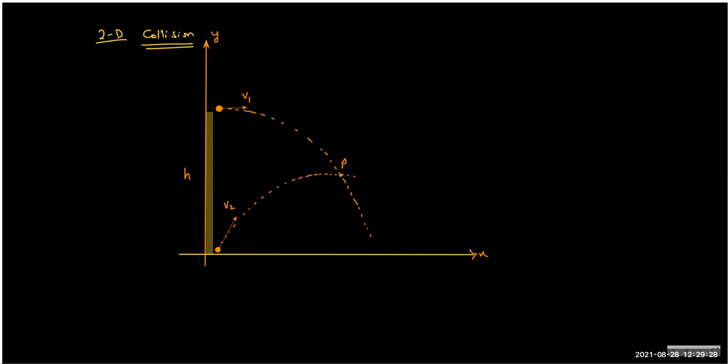what are the x and y coordinates of this point? If particles 1 and 2 collide at P, then find x, y. Okay, so this is the question.